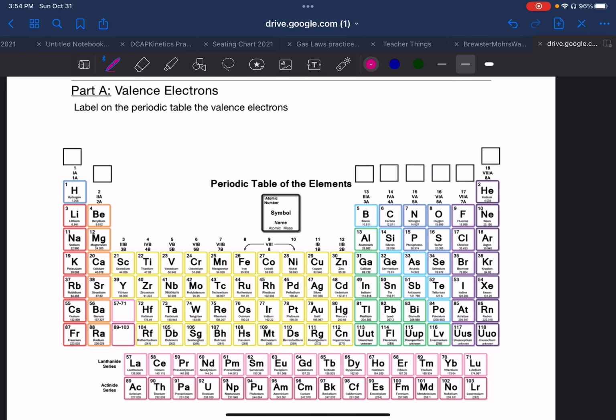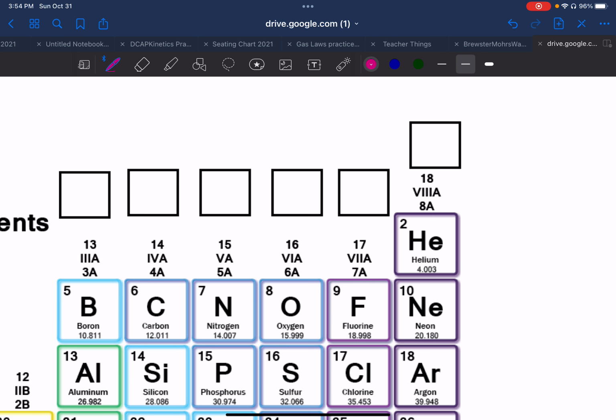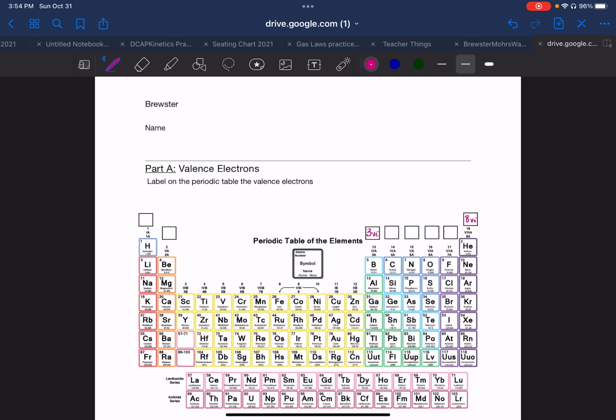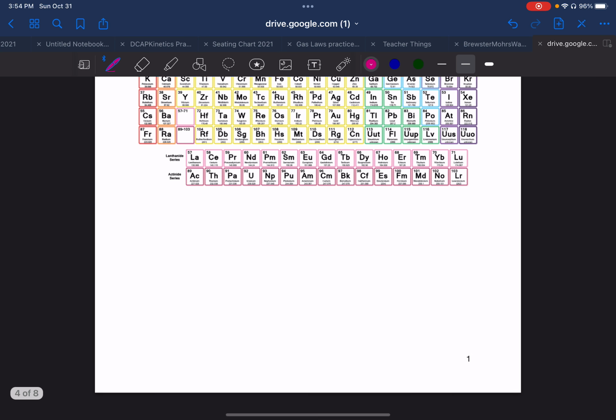And I'm just going to remind you that you should label this on your periodic table as well. But generally, whatever the group number is, that's the valence electrons that it will have. So for example, group 8 will have 8 valence electrons, and not this 18. So group 3 will have 3 valence electrons. And it's your responsibility to get the rest of that filled in, and make sure you label your periodic table with that information as well.